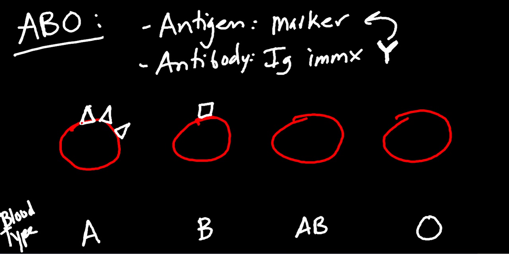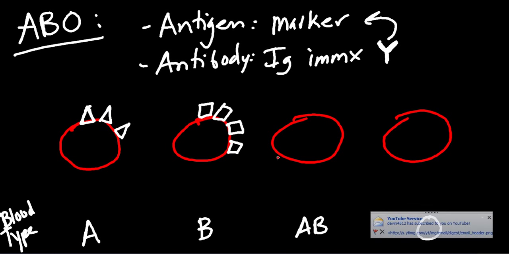So for patient A, they're going to have a whole bunch of A antigen on the outside of their red blood cells. Notice how they don't have any squares, which is going to be our B antigen. Our B antigen, in someone that has B type blood, is going to have a whole bunch of B antigen.